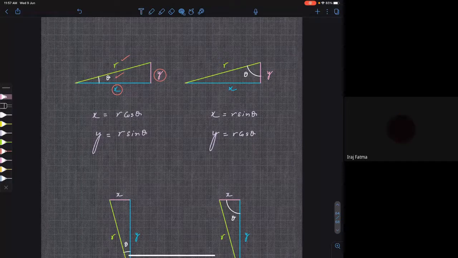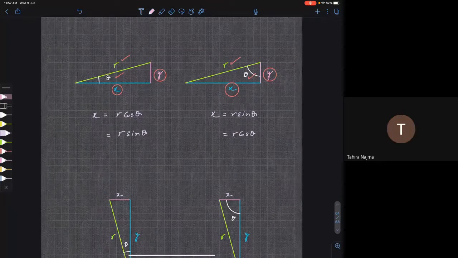But generally we don't write theta like this. Traditionally we write theta on the side which is horizontal. Theta will be touching the side which is horizontal, not vertical. But if the situation arises like this, you should not get confused. x is not always r cos theta, y is not always r sin theta. x is r cos theta if theta is touching the horizontal side, and y is r sin theta if theta is touching the horizontal side. But if theta is touching the vertical side, then the expressions change. Clear? You are getting my point?